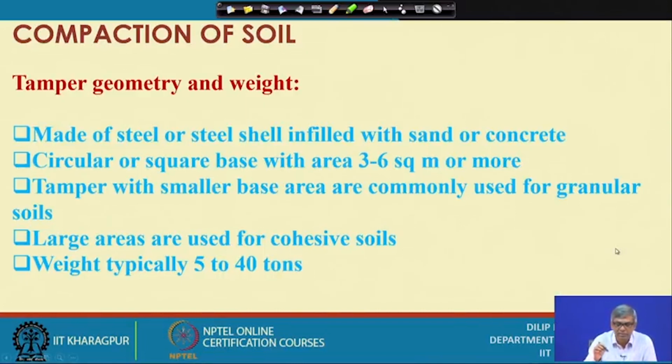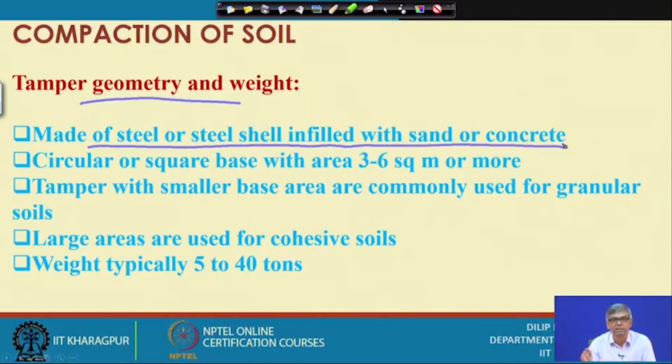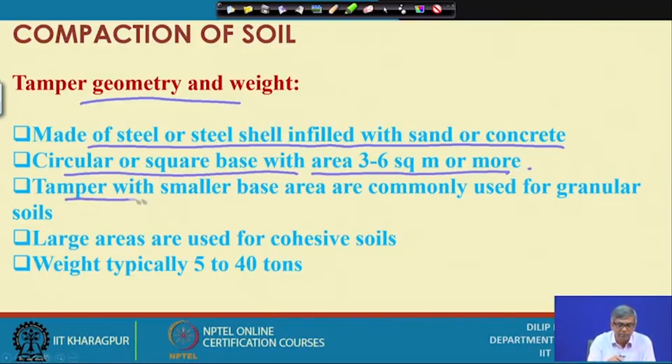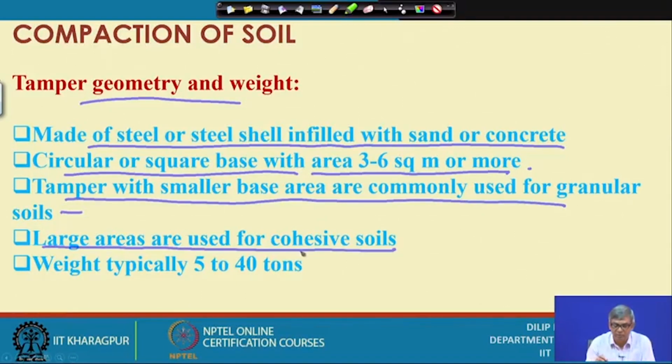Now, tamper geometry and weight. Here also different geometry is possible, made of steel or steel infilled with sand or concrete. Fully steel is possible, or a steel shell with sand or concrete inside. It has a circular or square base with area 3 square meter or more. Tampers with smaller base area are commonly used for granular soil. Larger areas are used for cohesive soil, because otherwise more contact pressure will displace the soil.